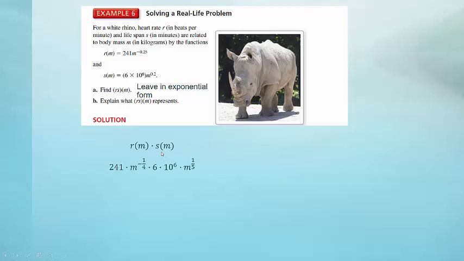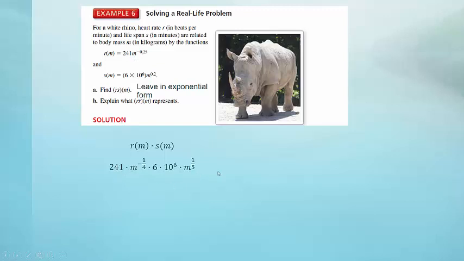So here's what that all breaks down to. This is the same thing as 241 times m to the negative 1/4. So I went ahead and changed that format a little bit. We want to multiply that with this stuff. So this is the same thing as 6 times 10 to the 6 times m to the 1/5 power. So this is the exact same thing as this function times this function.